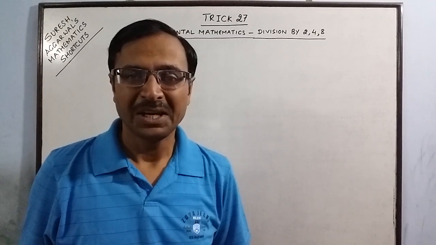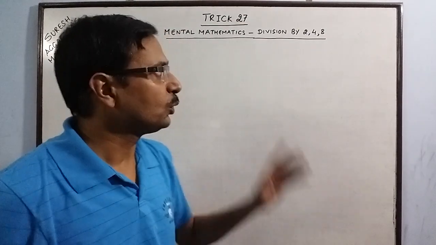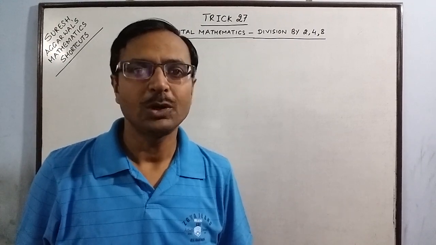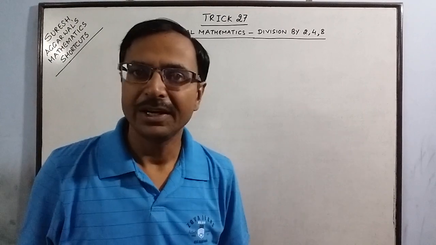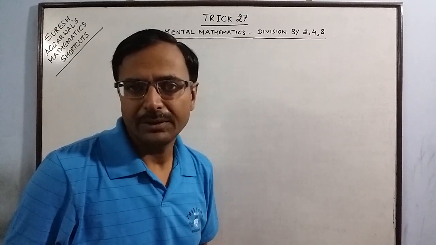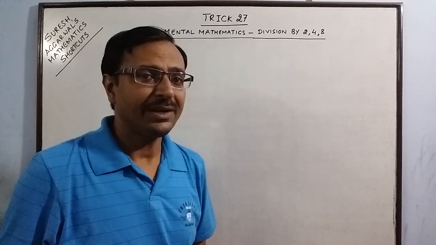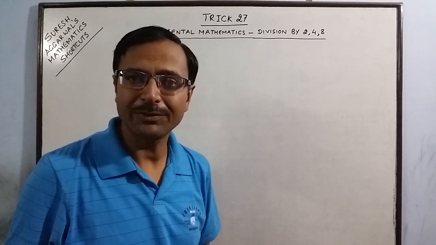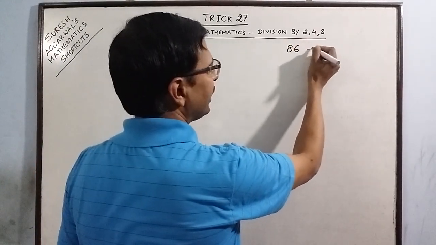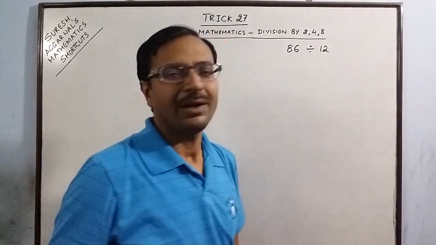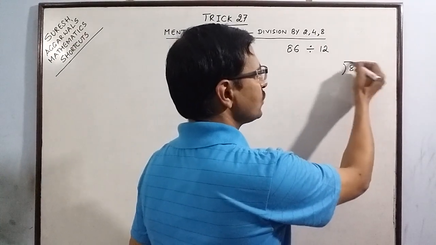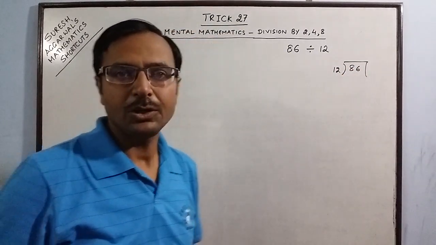Now, I'll take basic division by 2, 4 and 8, just like we did multiplication by 2, 4 and 8 in our trick number 26. Now in trick 27, we are going to deal with division. Again, I reiterate the point which I told you in the previous trick, that it is the way in which we put things in front of our children, our students. If I say I have to divide 86 by 12, then I am telling them to pick up the pen and paper and start dividing 86 by 12 like this, in which they are traditionally taught.